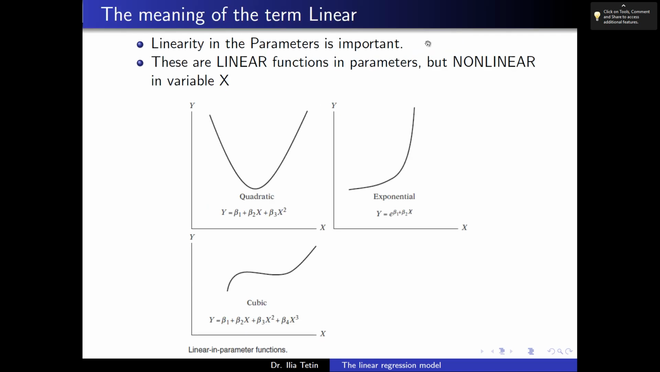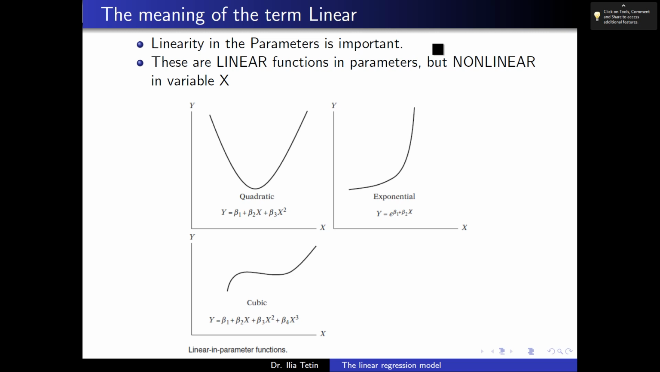Okay, next I'm just reminding you what we already met in the previous week: the meaning of the term linear. What we care about is linearity in parameters. There are two types of linearity, linearity in parameters and linearity in variables. What are parameters? Parameters are those beta things, beta 1, beta 2, beta 3, and so on. These are parameters of the function. Those are just numbers that we are going to estimate.